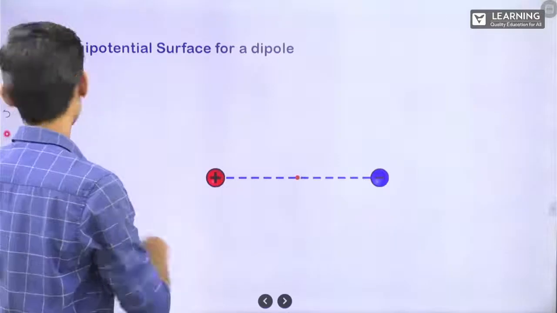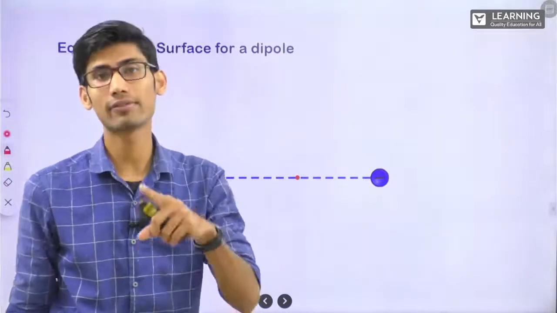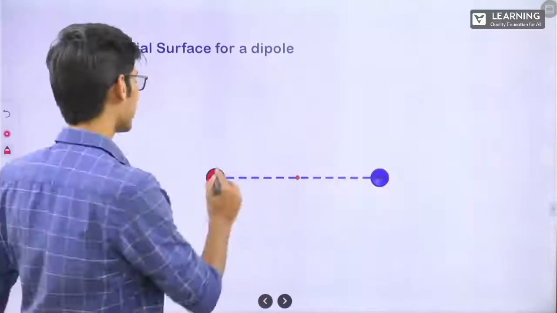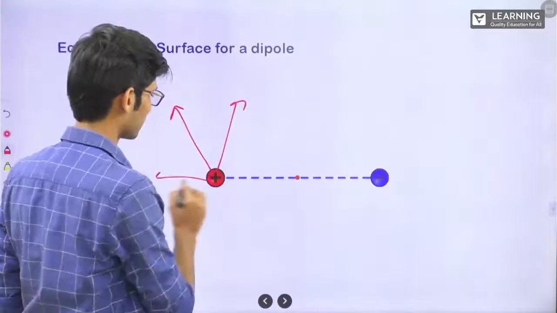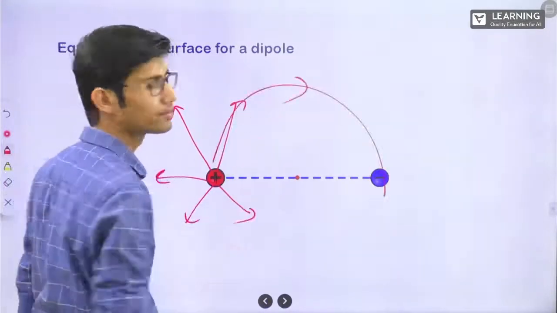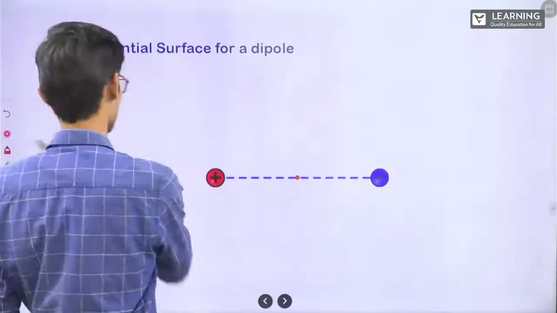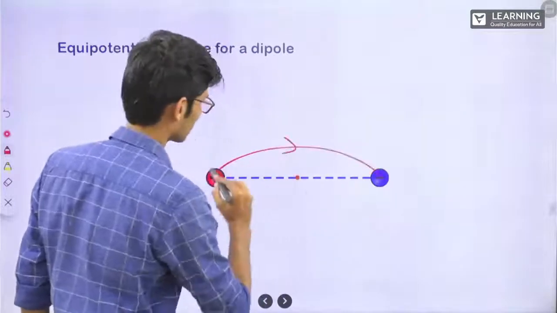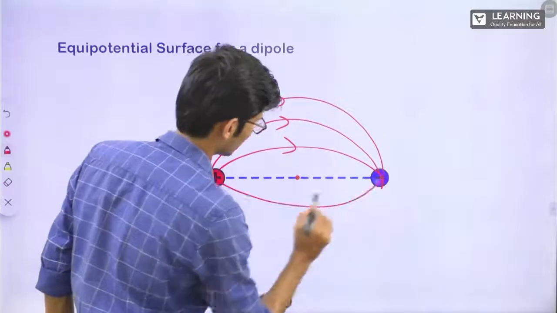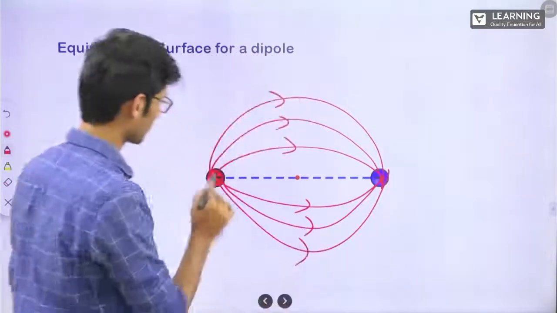Let us make it. For making an equipotential surface, the first thing you have to do is make the electric field lines. If this negative charge was not there, electric field lines would be radially outwards, correct? But now this negative charge is there, so this line will move towards it, right? Let us make the electric field lines. It will be like this from here.